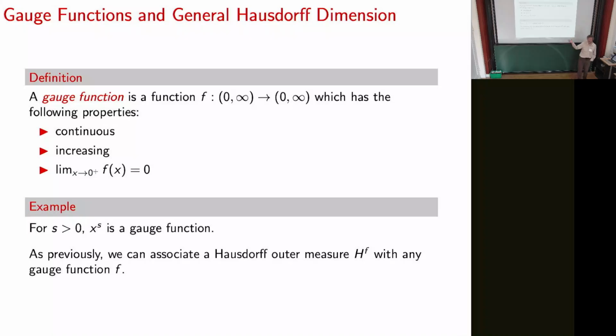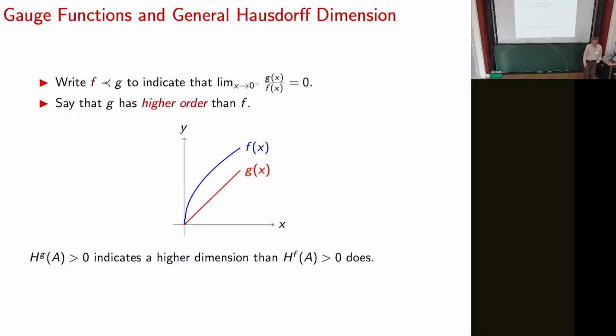We didn't use anything special about them. And we have the same sort of picture. We say that G is higher order than F. We indicate that G goes to 0 faster than F does. Okay? And the faster that the function goes to 0, the harder it is for a set to have positive measure for the associated gauge measure.